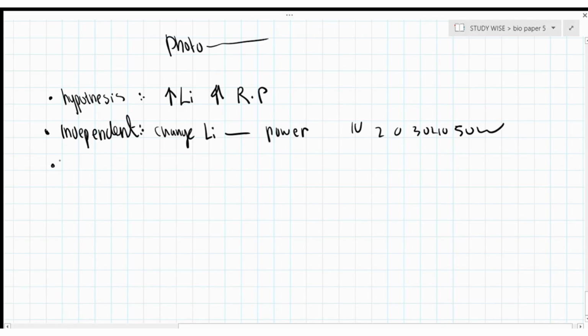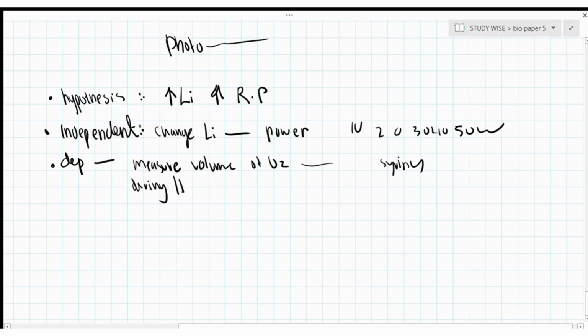And then you have to state the dependent variable, which is what you're measuring, for example, its rate of photosynthesis. They usually give clues for it in the question, but let's say the volume of oxygen gas produced using a syringe. So you're going to say measure the volume of the oxygen gas produced using a syringe. And then you need to say a time duration, for example, during 1 hour using a stopwatch, and so on.